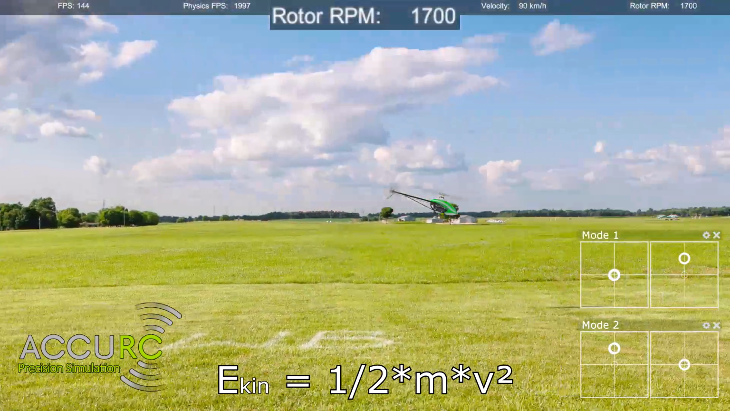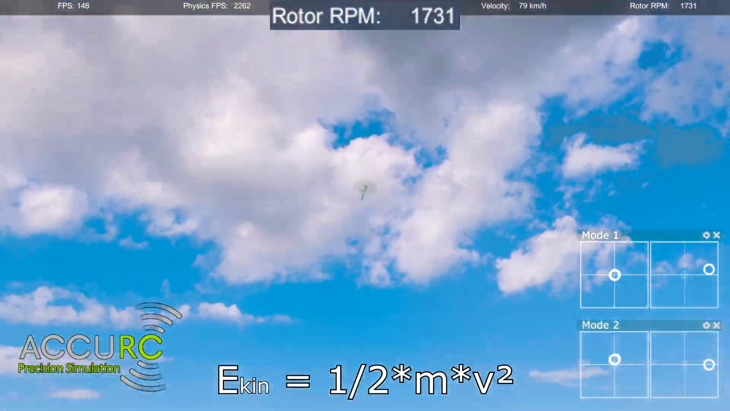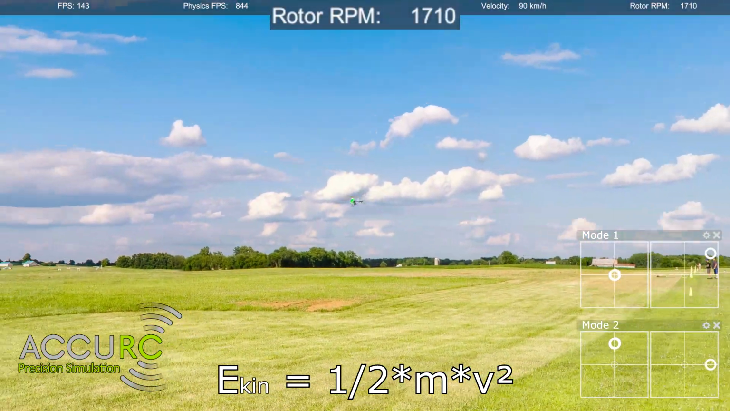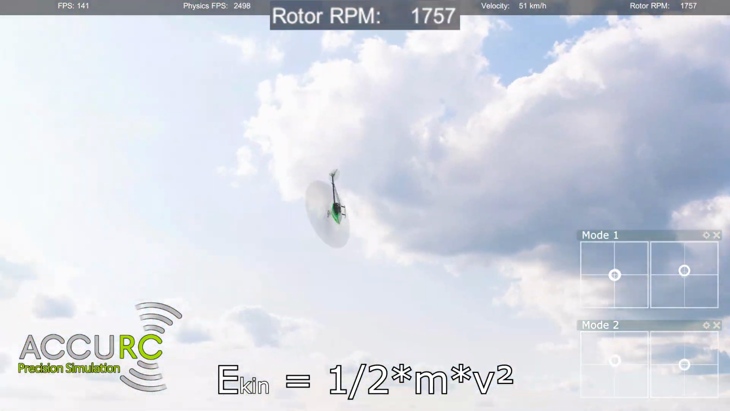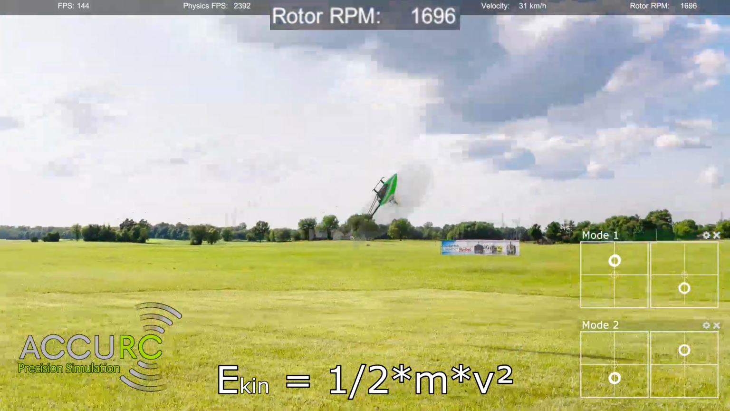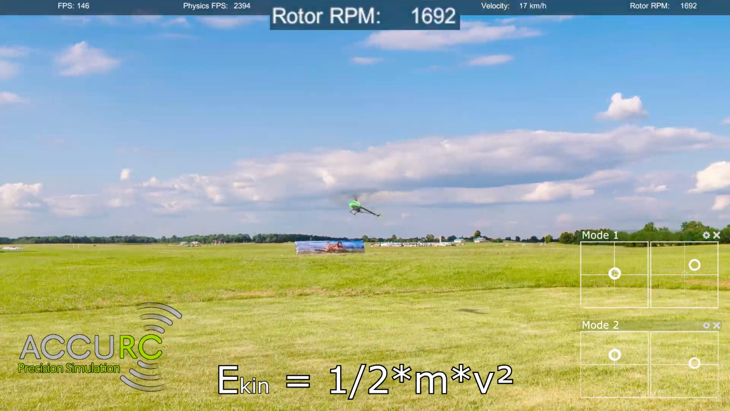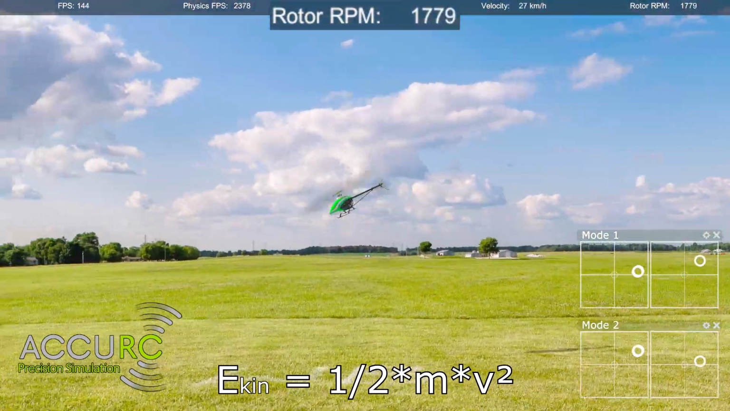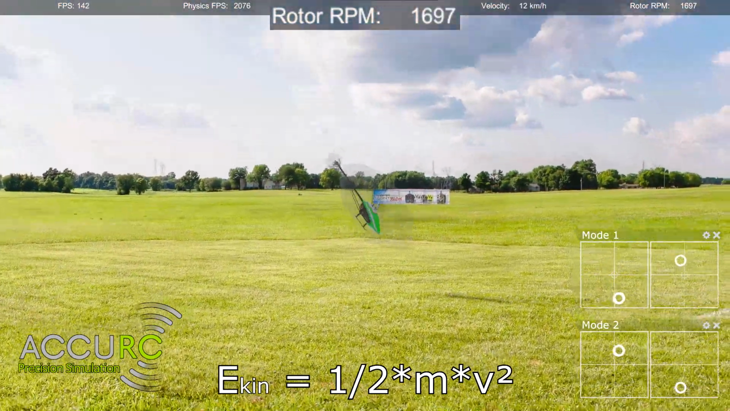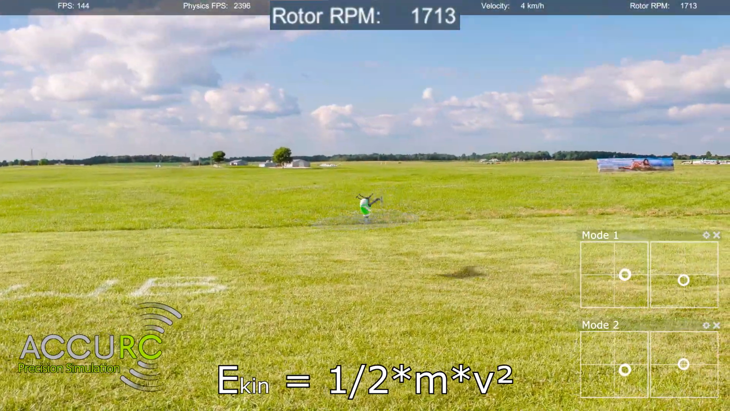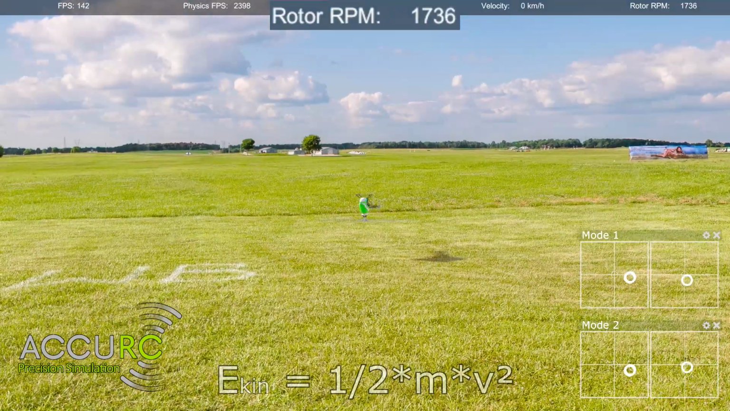And since velocity is squared, to basically quadruple my energy, I have to go twice as fast. So a helicopter flying at 200 kilometers an hour has 4 times the kinetic linear energy than a helicopter flying at 100 kilometers an hour.